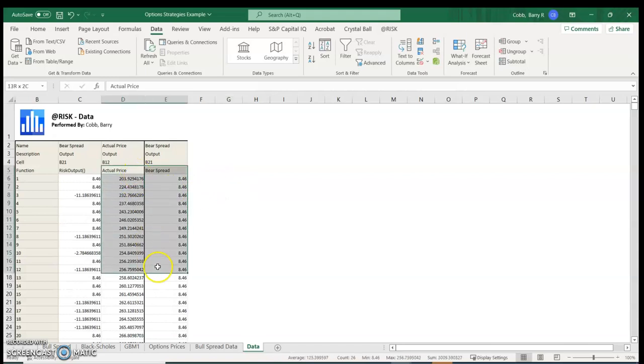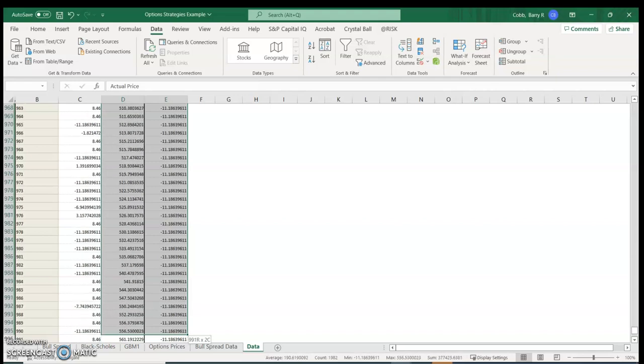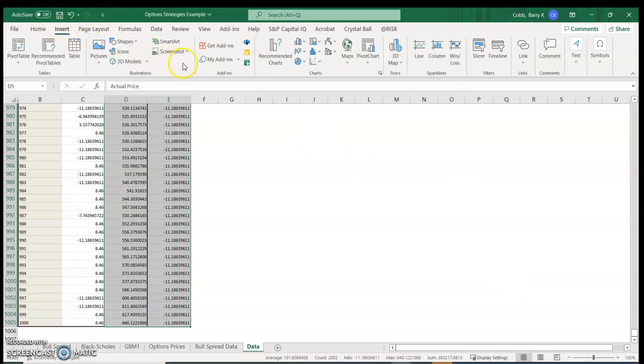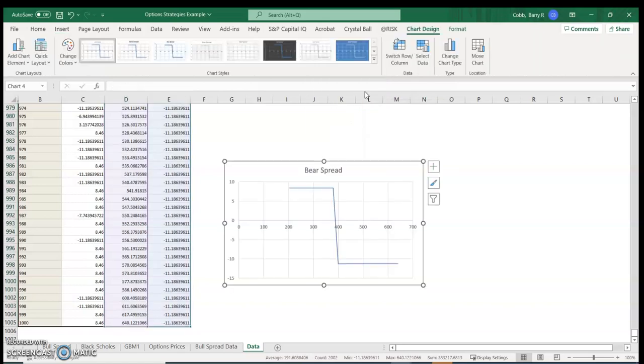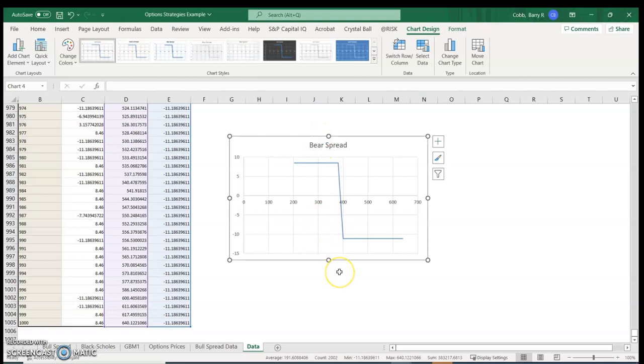Now if we highlight all of this data, we can graph the payoff profile for the bear spread. The best way is to insert a scatter plot, and we can use either one of these scatter plots. We can try this one. And so here we have our bear spread. It looks very much the opposite of the bull spread.